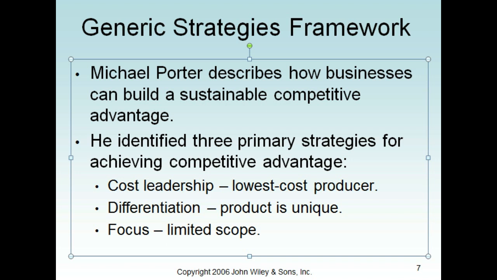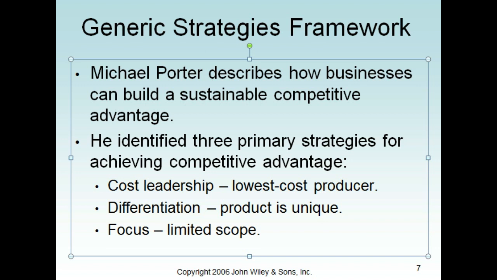Here is one of the generic strategies frameworks for business strategy. This is based on Michael Porter, a strategist. He describes how businesses can build a sustainable competitive advantage. So what are those strategies to gain competitive advantage? He identified three primary strategies for achieving competitive advantage. The three are cost leadership, differentiation, and focus.